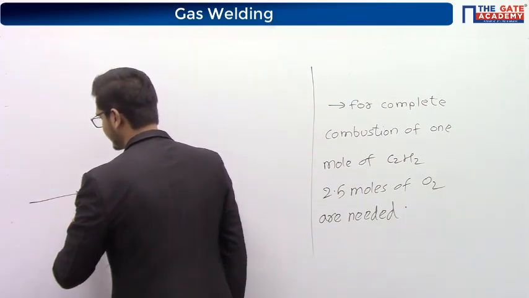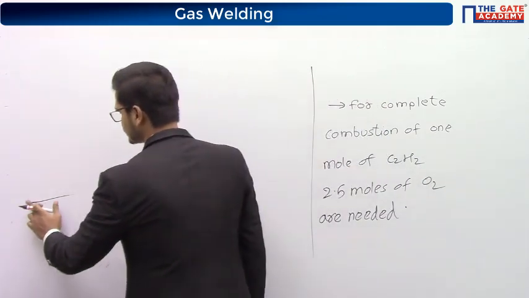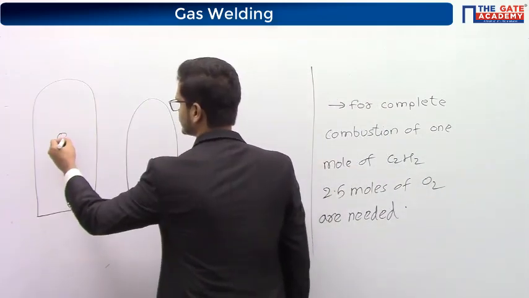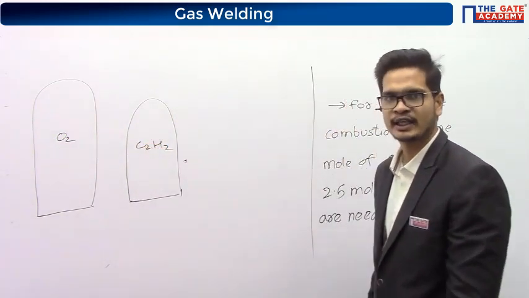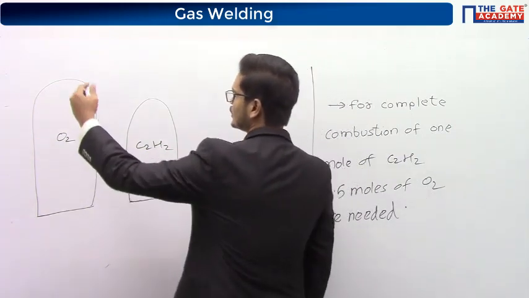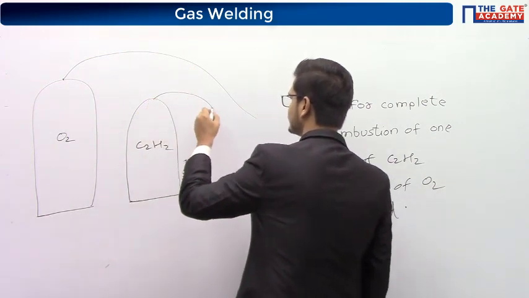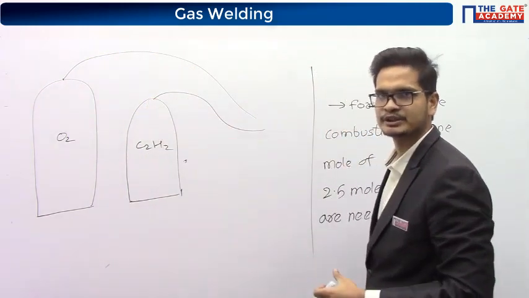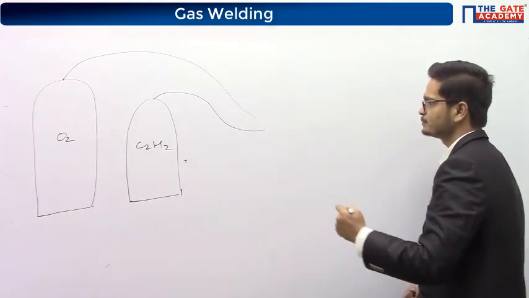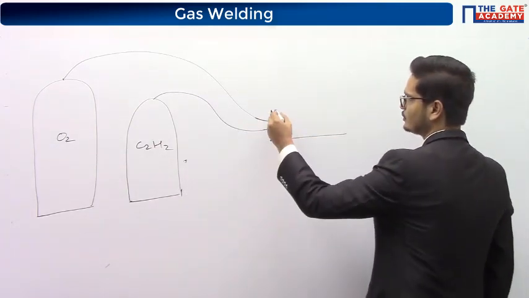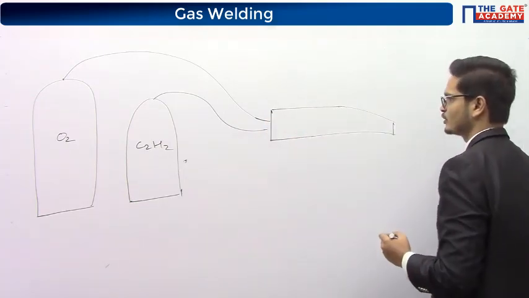So we'll have two cylinders. One will be the oxygen cylinder and the other one will be the acetylene cylinder. The bigger cylinder is the oxygen cylinder. The smaller cylinder is the acetylene cylinder. Through both the cylinders, some hoses will be going out. Hoses means the pipes, and to these pipes a torch body will be connected. The torch body will be connected with a nozzle.